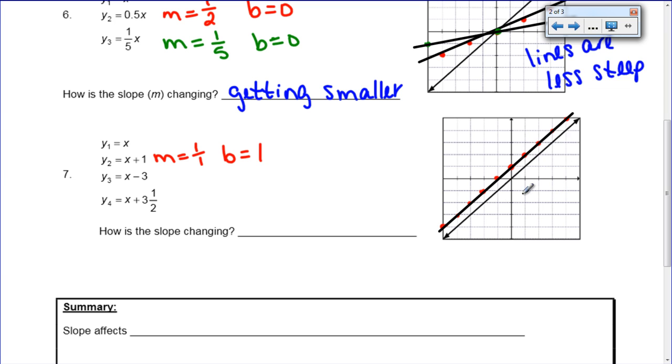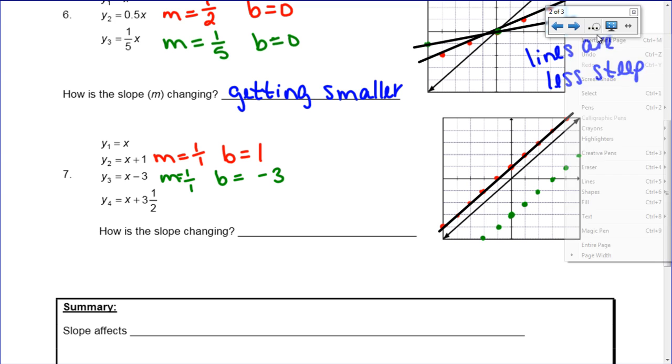So let's do the next one. Y equals x minus 3, so my slope is 1 over 1 again. And my y-intercept this time is negative 3 because that minus sign is going to act like a negative. Again, they have the same slope, so that means they're going to be parallel. But this one starts down here at negative 3, and then I get to go up 1 and over 1. And I can connect my line.